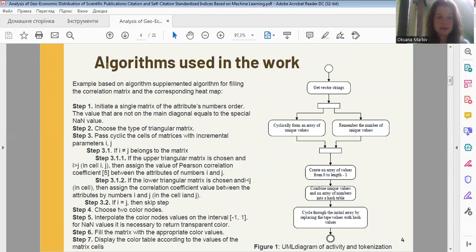Here you can see steps of such algorithm, yes? And also a UML diagram. Another example is tokenization, which is used to convert some string fields into numerical vectors. And this activity diagram is shown on figure 1.